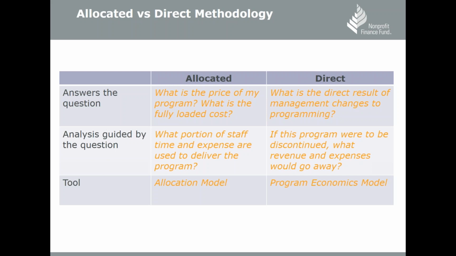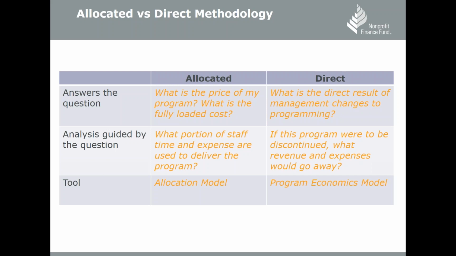So now let's look on the far right. This methodology is the direct methodology, and it seeks to answer the following questions. What would be the economic result of certain management decisions? For instance, say you wanted to increase your surplus or eliminate a deficit. How can we use the economic analysis to assess the effect of different programmatic decisions on your bottom line? What is each program's contribution to the bottom line? And if this program were scaled, reduced, or discontinued, what would be the impact on the organization's overall surplus or deficit?